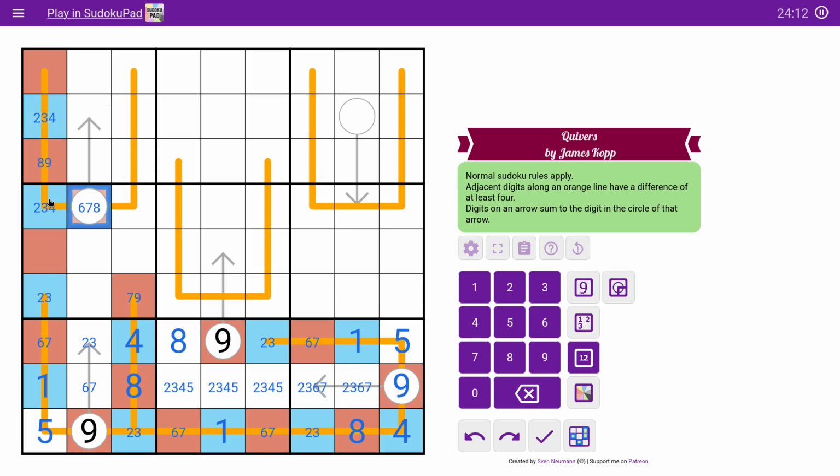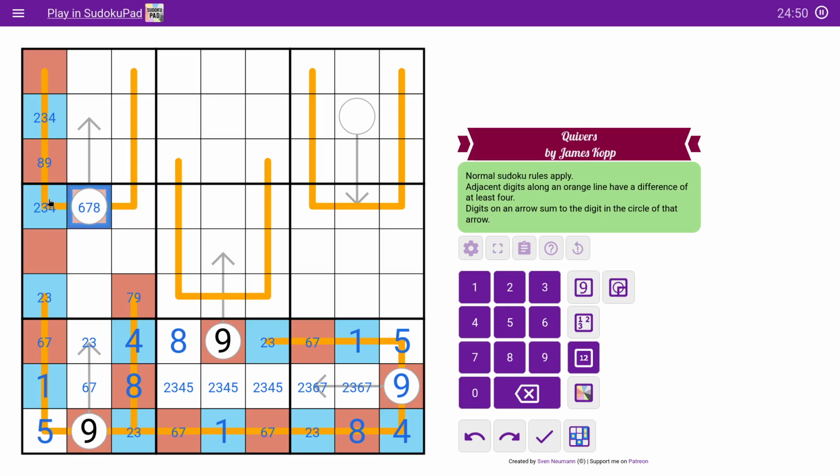If this is a 6, then it's a 1, 5, making this a 1, 5. The reason this is not 2, 4 is because if this is a 6, this is 7, 2 down here. If this is 7, then we have 3, 6, making this 2, 5. Making again this be a 5.